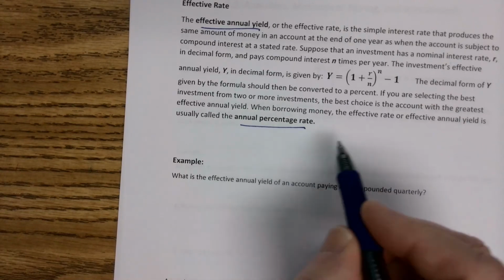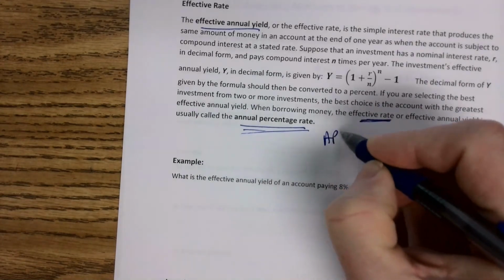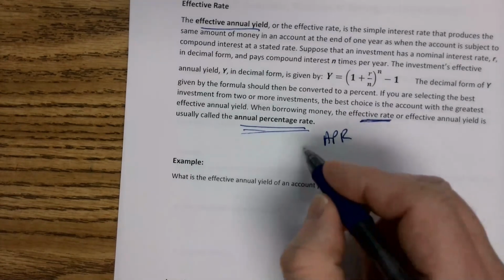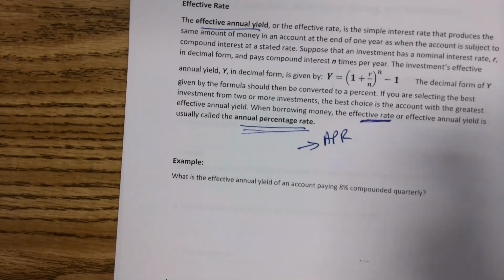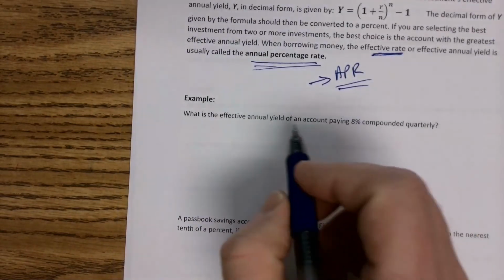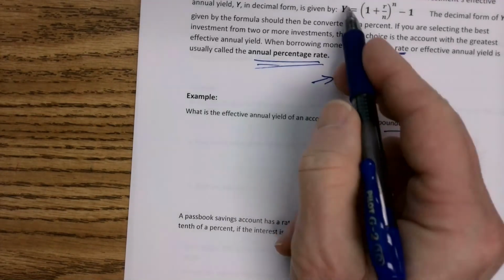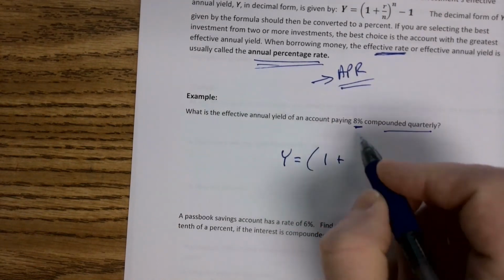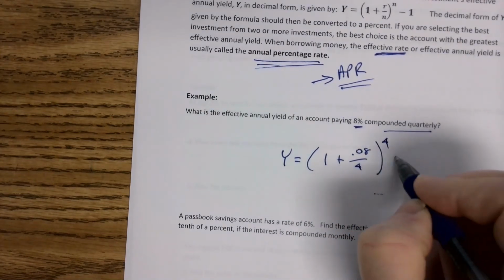So this effective rate is called the annual percentage rate, or the APR. When you get a loan, they'll say, oh, my loan's at 5%, but my APR is 5.125. That's just the way it's calculated, and that's just a comparison thing. So, what's the effective annual yield of an account paying 8% compounded quarterly? It's actually a very easy formula to use. 1 plus 0.08 over 4, to the 4th power, minus 1.